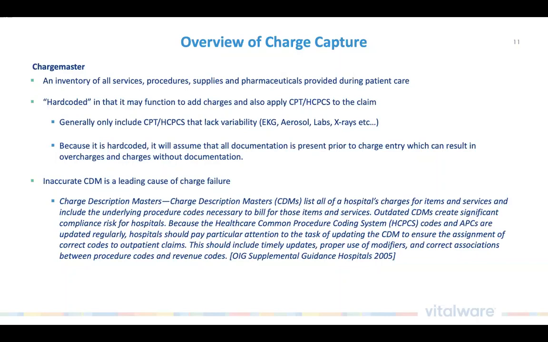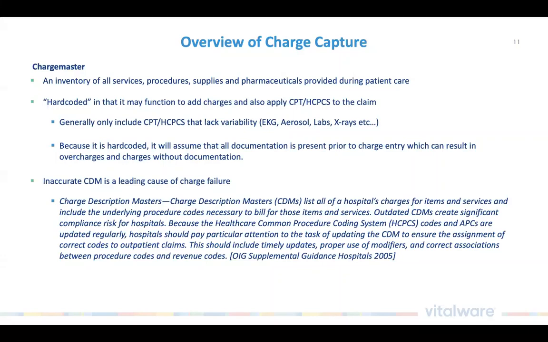So there are 2 types in the CDM. One is hard-coded, and those are the things that are done regardless of which patient, what setting, there's a lack of variability. An EKG in the ED is the same as an EKG in the cardiac cath lab is the same as an EKG in an outpatient department. Because these lack variability between patients, they can be hard-coded, meaning I can have a procedure that when complete can be linked to a charge, and that charge automatically charges through upon completion.